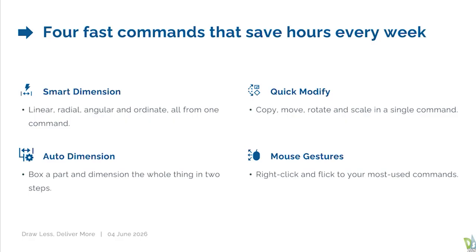There's also the quick modify. This is like a selection of tools that you use to modify. They exist in one location that you can just select them. So it's your stretch, your copy, your move, your mirror. All those features are grouped into one place under modify, which I'll show you guys as well. And there's also auto dimension. You can box apart and dimension the whole thing in 2 steps.